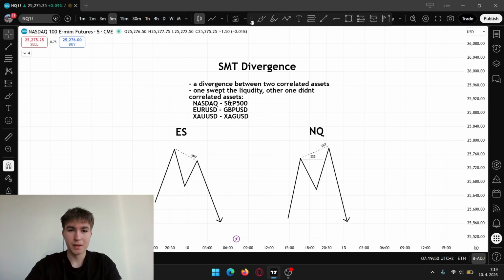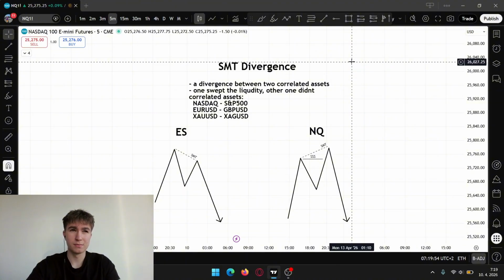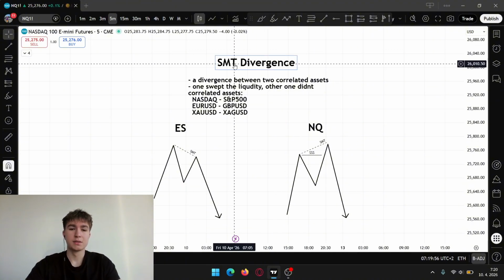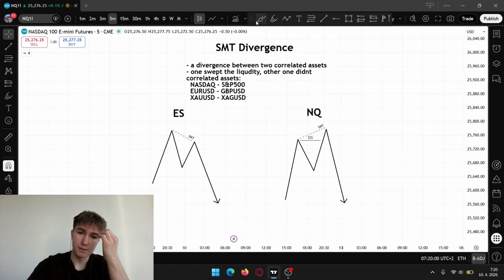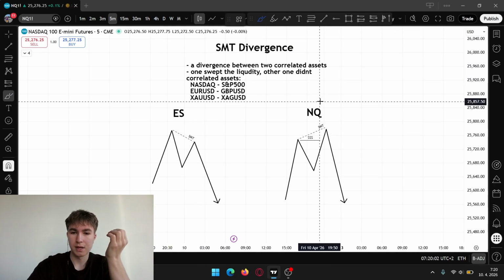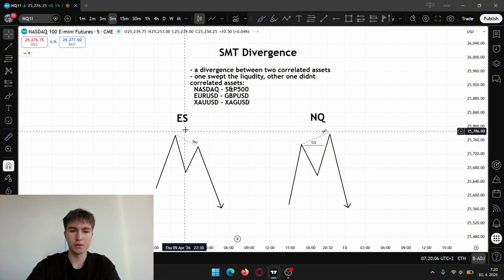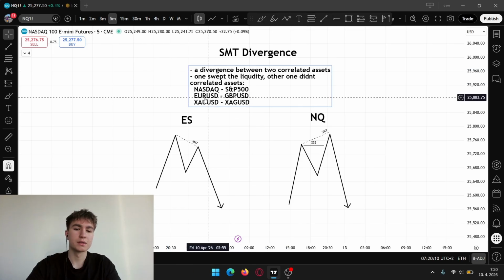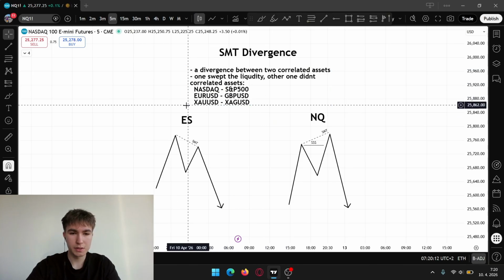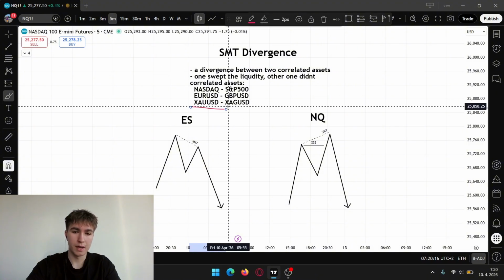Let's get into this. Today we're going to talk about SMT divergence and what it is. It is a divergence between two correlated assets. Two correlated assets can be, I use it in an example of NASDAQ and S&P 500, or ES if you trade futures. But it can also be in Forex, EURUSD and GBPUSD, or in commodities, gold and silver.